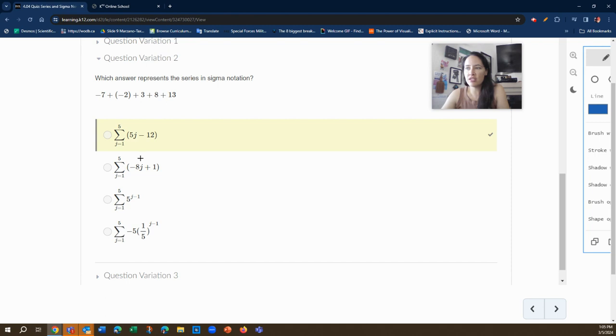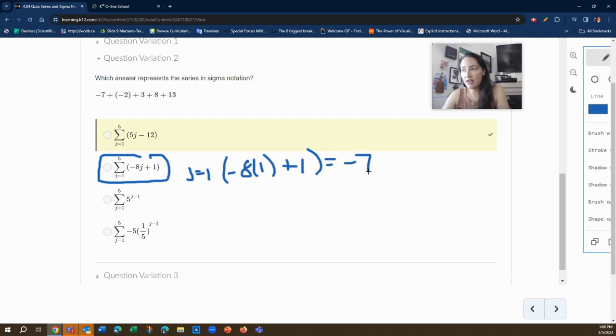So let's just start with this one right here. If I plug in J equals 1, I get -8 times 1 plus 1. Well, that's -8 plus 1. That's -7. Okay, that's a good candidate. Let's do next. -8 for J equals 2 times 2 plus 1. It's -16 plus 1. That's -15. Nope. The next one we need is -2, so it's not this one.